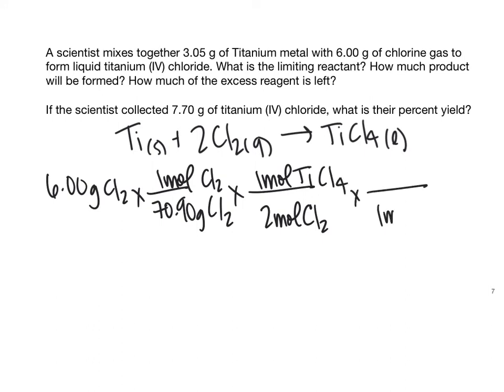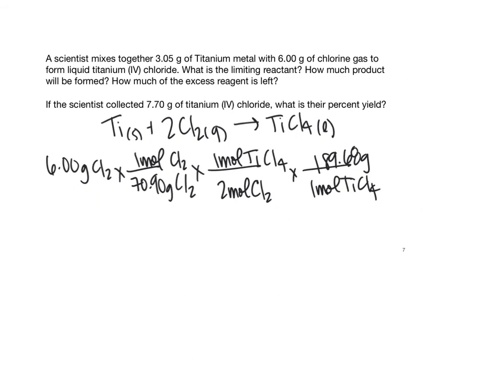And so 1 mole of titanium tetrachloride weighs 189.68 grams. So in this case, this tells you that your theoretical yield is 8.03 grams. So this is our theoretical. So it's asking what is their percent yield.